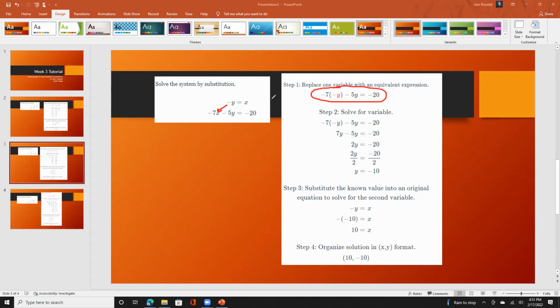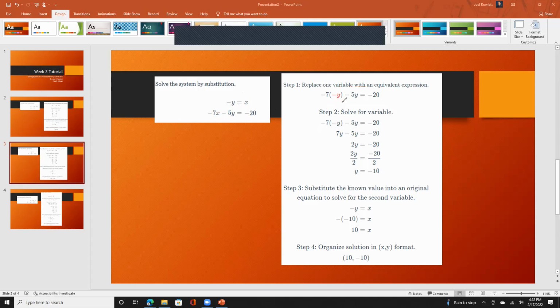Could they have substituted negative y in place of x? Excuse me. Could they have substituted x in place of negative y? They could have. In this case, that would have been a little more complicated. But if you go back, they simply rewrote negative 7x as negative 7 times negative y. The reason they chose to do that is so we now have one variable to work with instead of two, and that variable is y. And the rest of it is algebra.